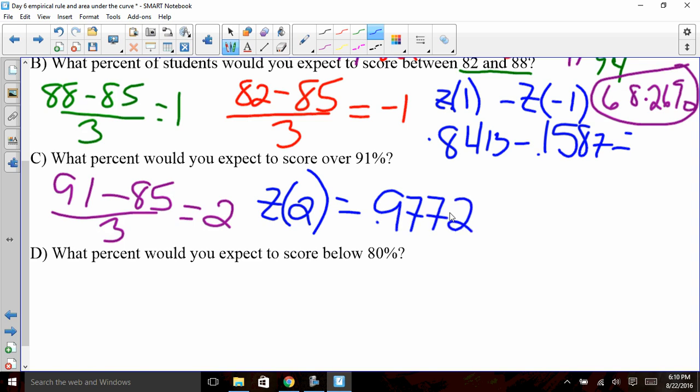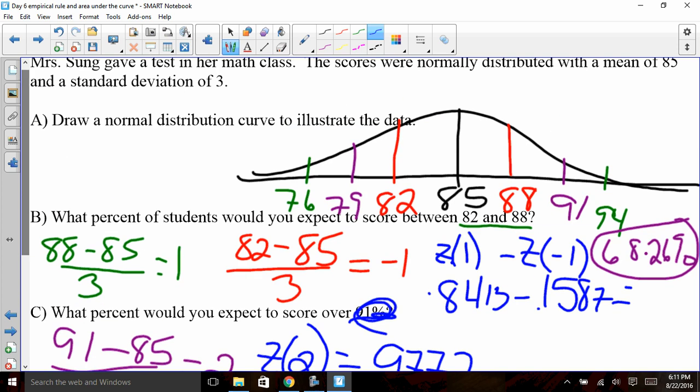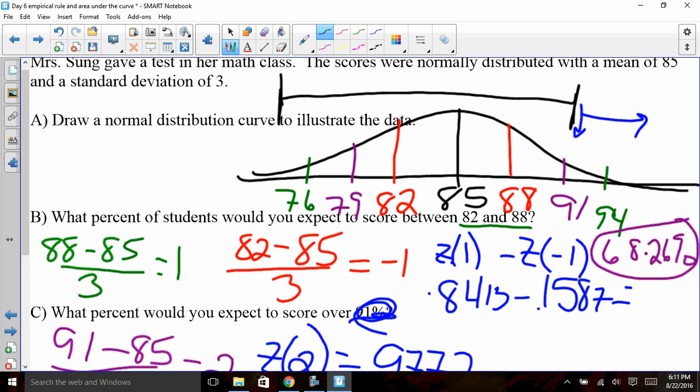Now, if I turn this straight into a percent, don't write this down yet, it would turn into 97.72%. Is that how many people actually score over 91? Think about it. If I scroll back up for a minute, here's 91. Do I have 97% of people from here on over? No. What that's saying is I have 97% from here all the way to here.